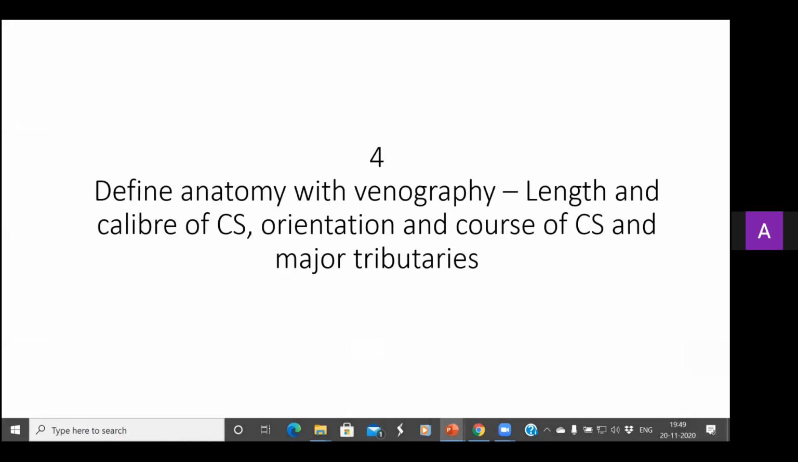The fourth point is the use of CS venography. Prior to the procedure, we have to define the various anatomical aspects of the CS like its length and caliber, especially towards the GCV-AAV confluence, its orientation and course, and its tributaries near the summit region.